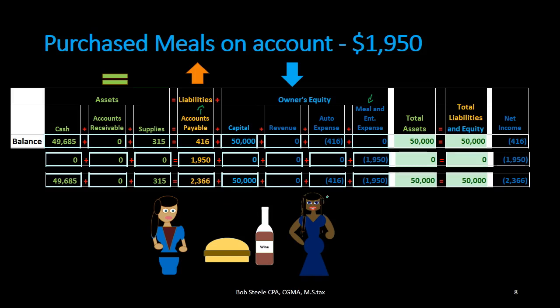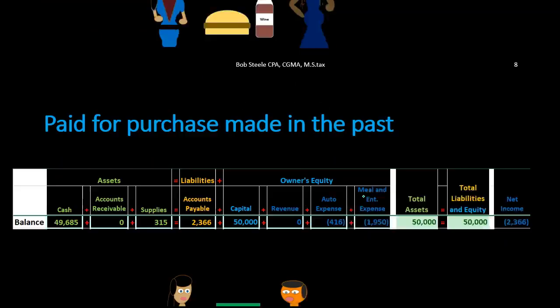Minus 416 in the auto expense, minus meals and entertainment 1,950, bringing us to 50,000. Net income, the total effect as of the end of all of the transactions we have done thus far, is 2,366. That's a loss. No income, no revenue yet, just expenses of 416 auto and meals and entertainment of 1,950.